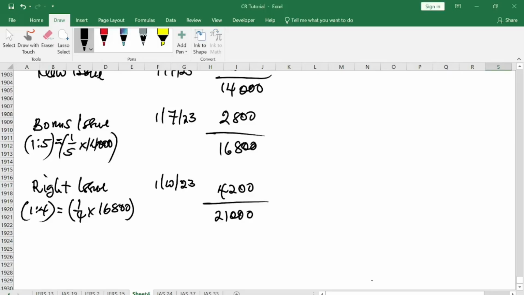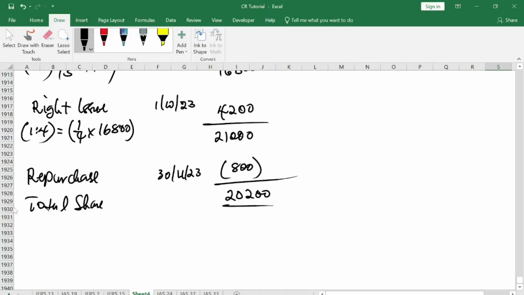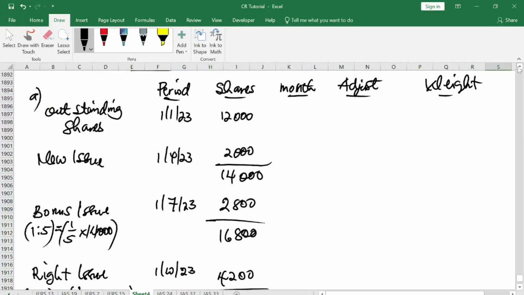So you come here, you say what? Repurchase. All right, that one is what? 30th November 2023. Okay, and how much was it? Repurchase 800,000. Okay, so when you subtract it, what do you have? 20,200. So then you can say what your total shares left at the end of the accounting year 2023. Okay, so let us go and apportion the months in which the shares were acquired.